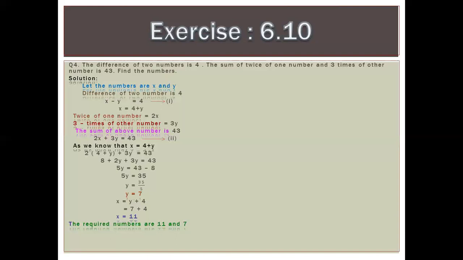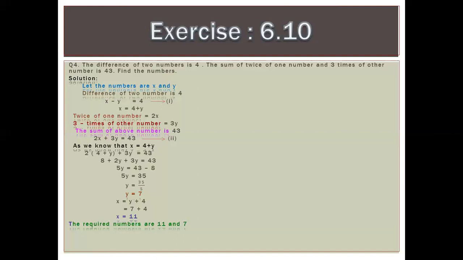Now, before the parenthesis, the round bracket, there is 2. So you multiply 2 with 4 and also with y. Only 4 and y, not the whole equation, because 2 is only before the bracket. 2 fours are 8, plus 2y, plus 3y is equal to 43.